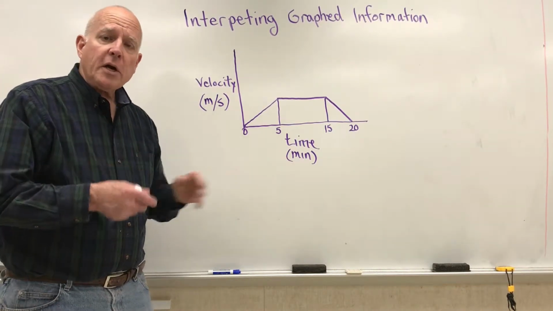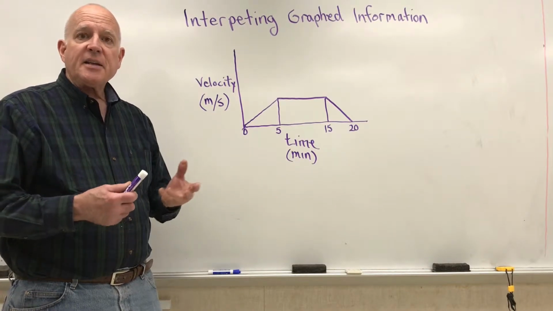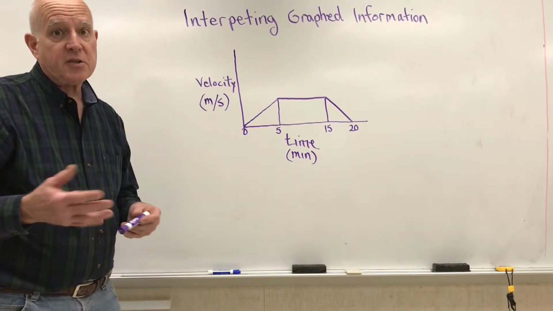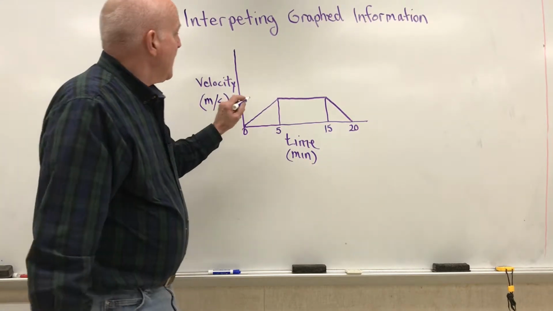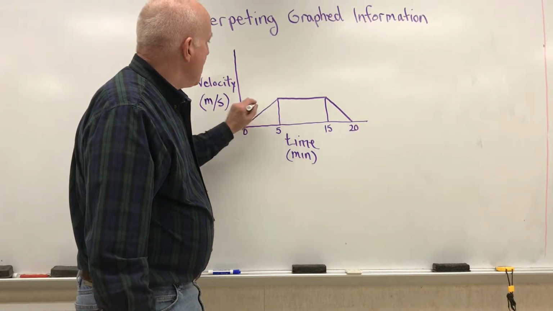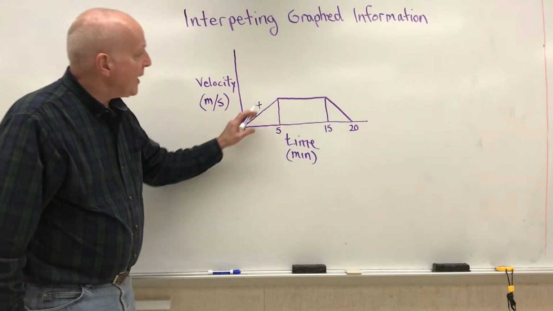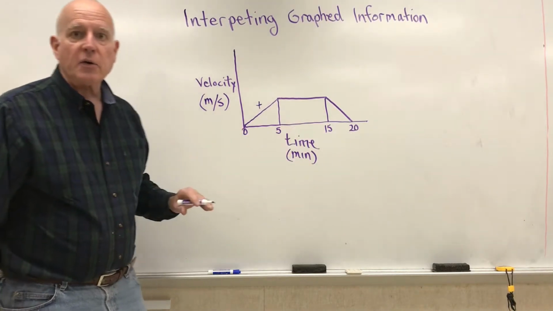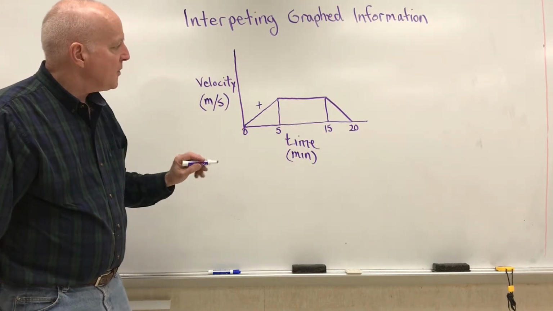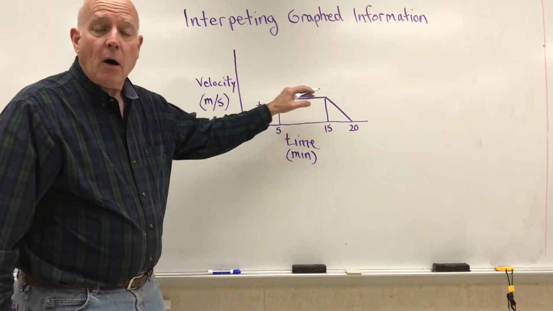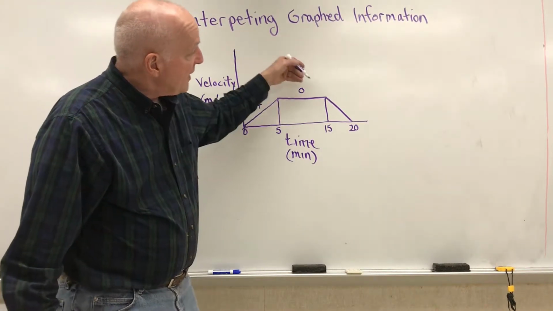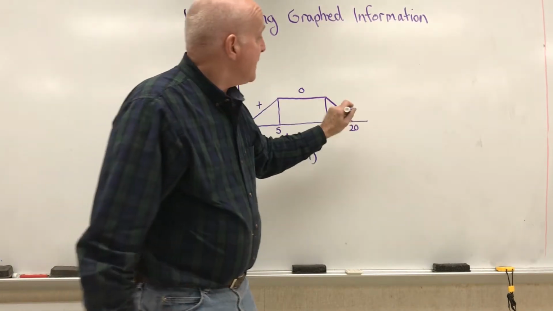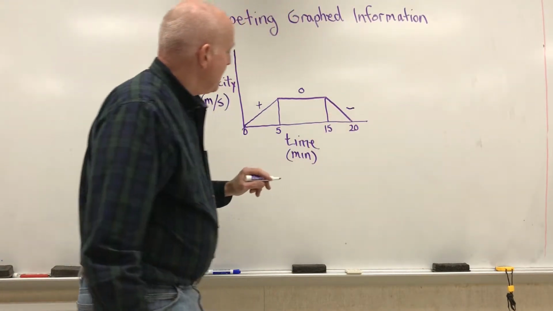Now, when we look at graphs, we see that there are three possibilities in terms of a linear graph with respect to the slope. In this section, the slope is positive. It's going up as we move to the right on the graph. That's positive slope. When it's not changing at all, that's a zero slope. And when it's going down as we move to the right, that's a negative slope.